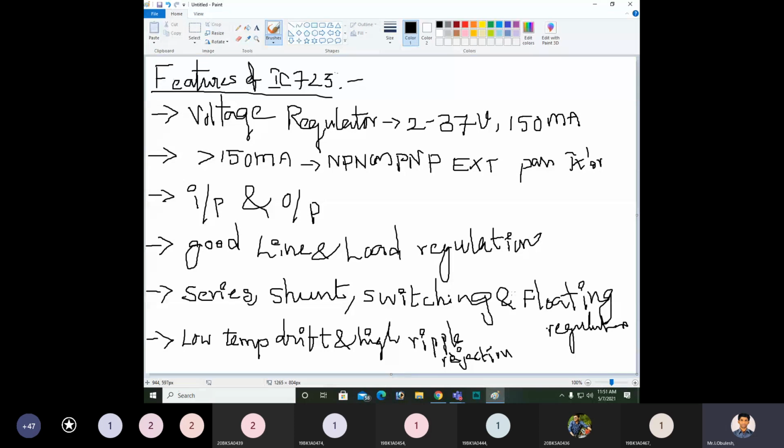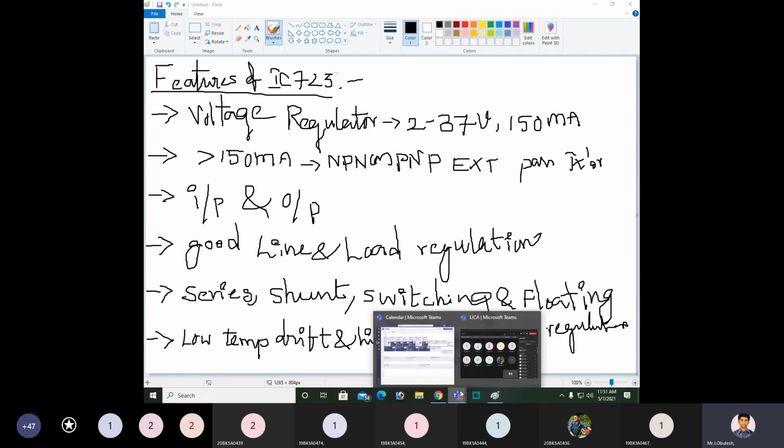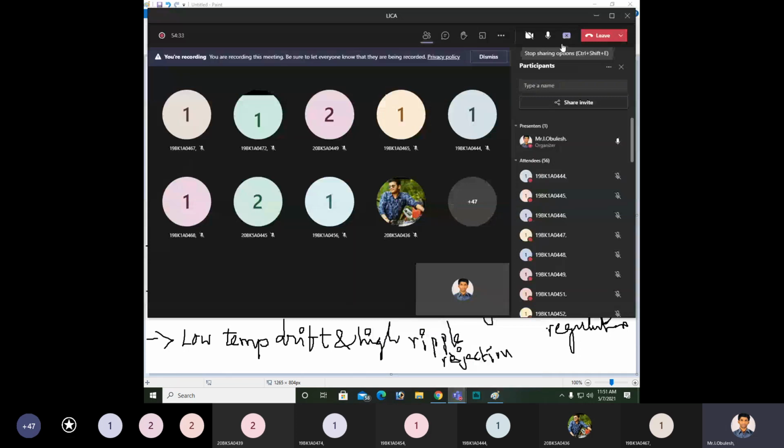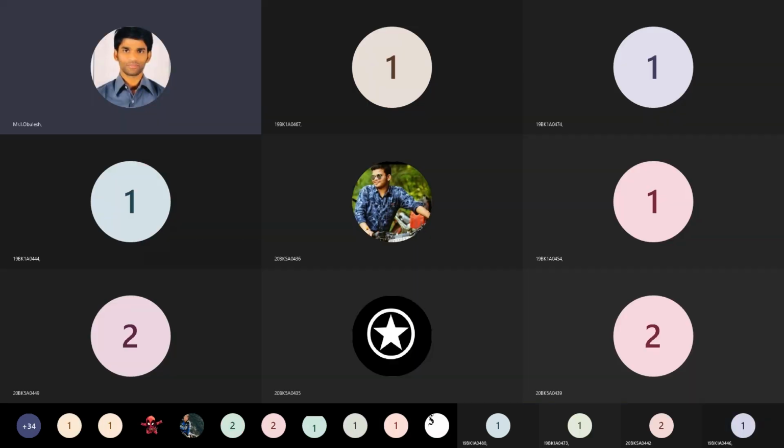So up to now we completed the second unit. In the next class tomorrow, in the first hour we are going to discuss the third unit, that is active filters and oscillators. Now we are going to discuss quiz questions.